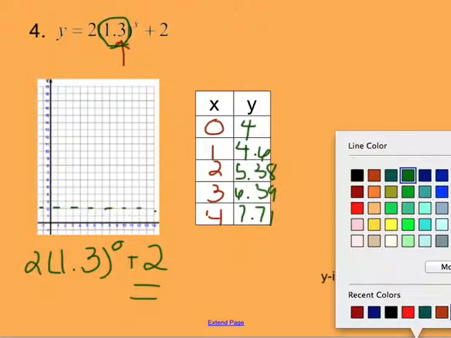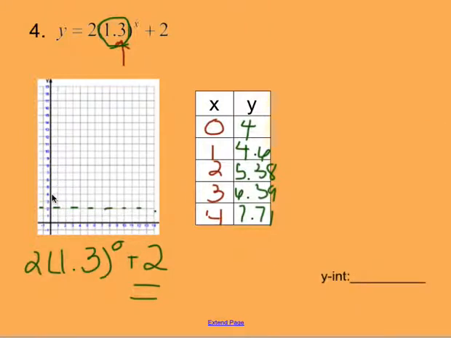So now we're crossing the y-axis. Let's go ahead and graph this. We're crossing the y-axis at 4. So we're going over 0, up 4, and plotting that point. Over 1, up 4.6. That's just about halfway to 5. Over 2, up 5.3, just above 5. Over 3, up 6.39, just above 6. And then 7 to 7.1 is going to be right about there.